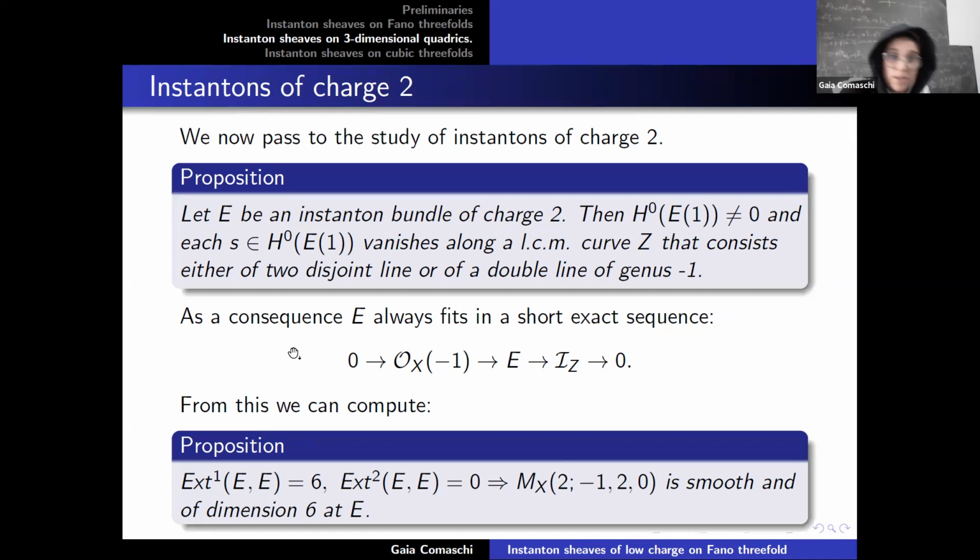So from this short exact sequence, we can compute the following. We can compute that the Ext^1 of E,E has dimension 6, the Ext^2 of E,E has dimension 0, but this means that the Gieseker-Maruyama moduli space of semi-stable sheaves of rank 2 and Chern classes -1, 2, 0 is smooth at E and has local dimension 6.